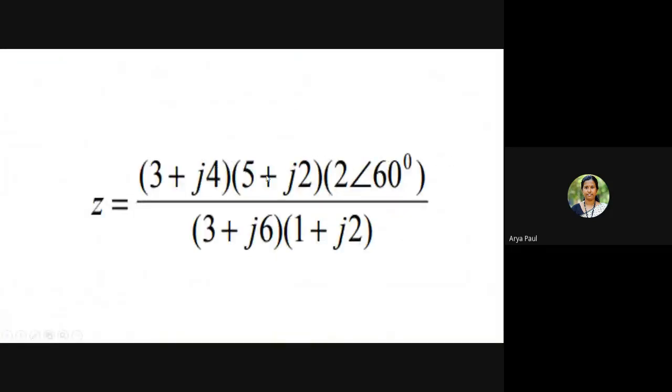So let me simplify this expression and express the quantity in both rectangular form and polar form. How can you represent a complex number in polar form? You just type the magnitude and the angle, and that gives you the polar form. In rectangular form, you need to have the real part and the imaginary part. So let us simplify this expression.